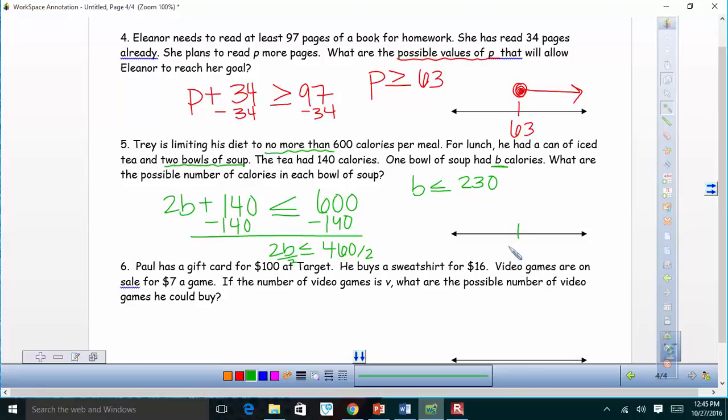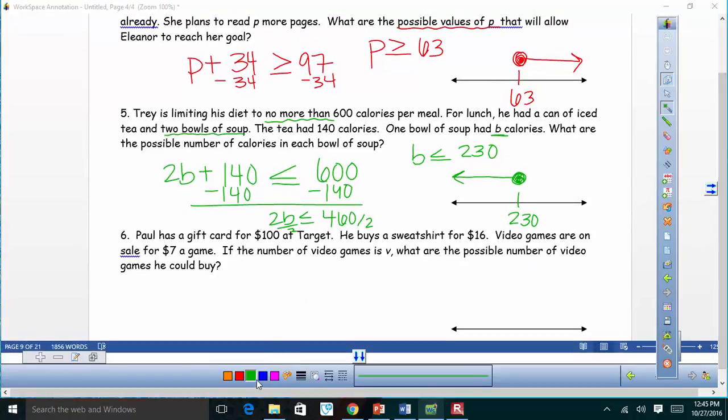Okay, so we put our tick mark, our 230. Is it open or closed dot? Closed. And which way is it facing? The left. Perfect. Okay.